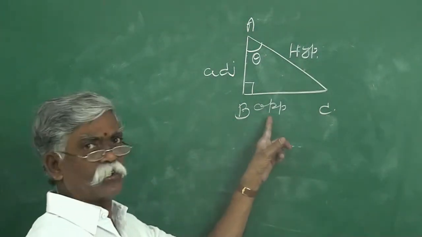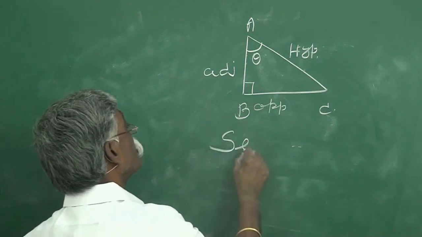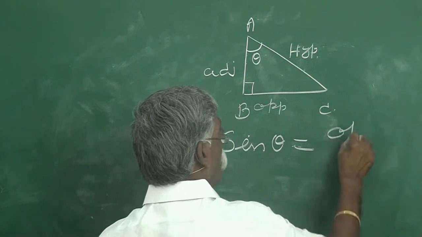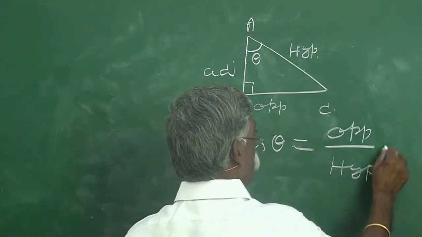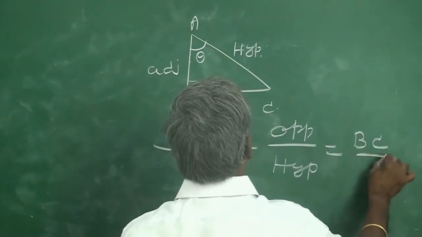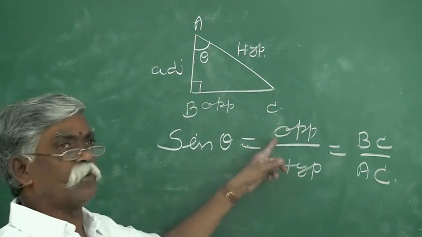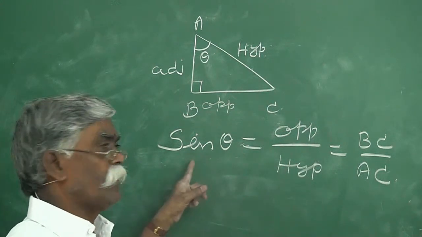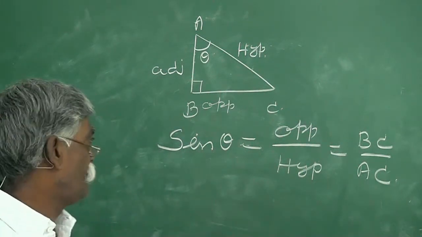The ratio between the opposite side and hypotenuse is denoted by sin theta. This is equal to opposite side by hypotenuse. Here in our diagram, the opposite side is BC and hypotenuse AC. So the ratio between the opposite side and hypotenuse of a right angle triangle is sin theta. This is the first trigonometrical ratio.